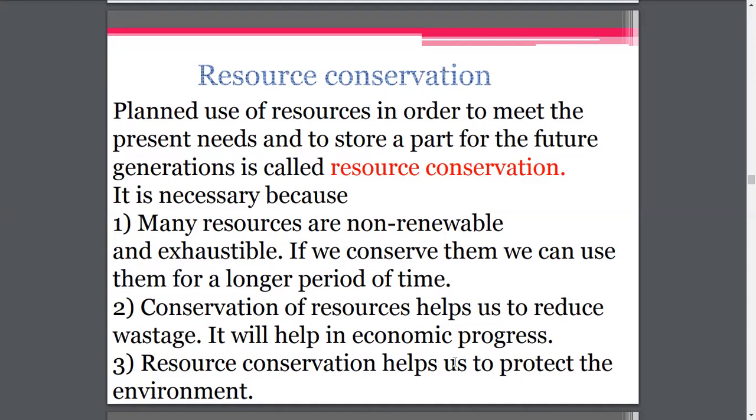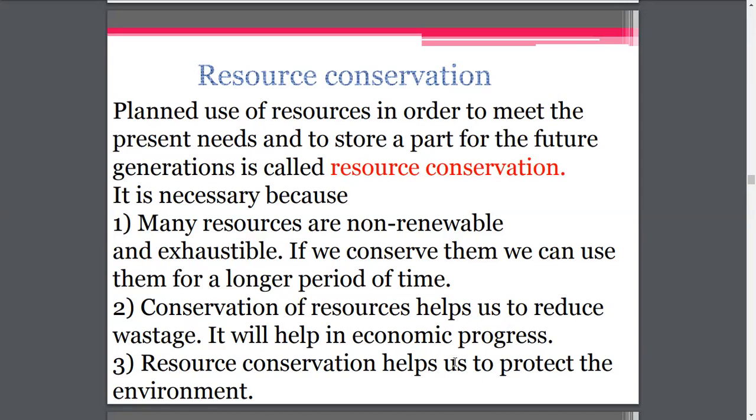And it is very necessary because many resources are non-renewable and exhaustible. So if you will not conserve them, then it is a problem because it takes a longer period to create. Okay. Next is conservation of resources helps us to reduce the wastage, which will help in our economic progress also. And resource conservation helps us to protect the environment, because when we are not using many resources and we are planning and doing it properly, then there will be no type of exploitation, no type of pollution coming, and we are helping our environment to be protected.